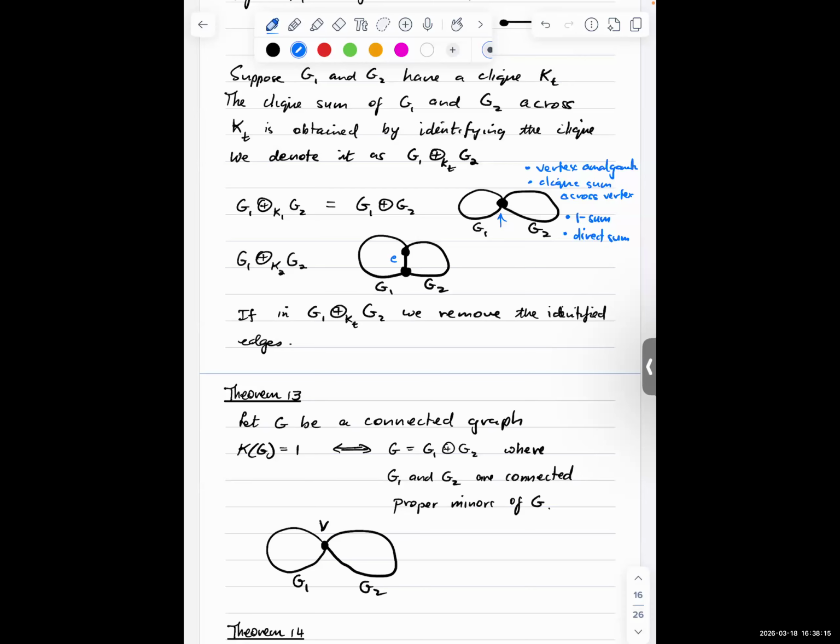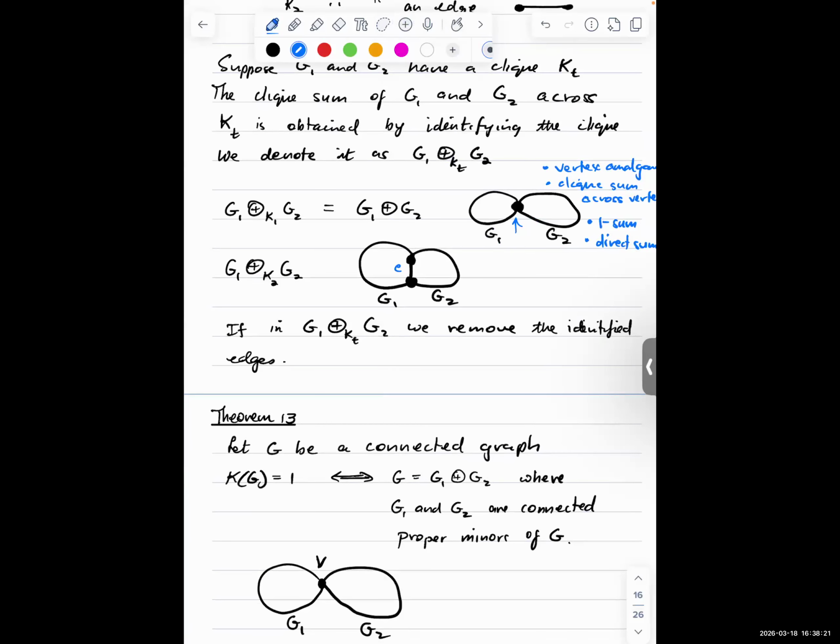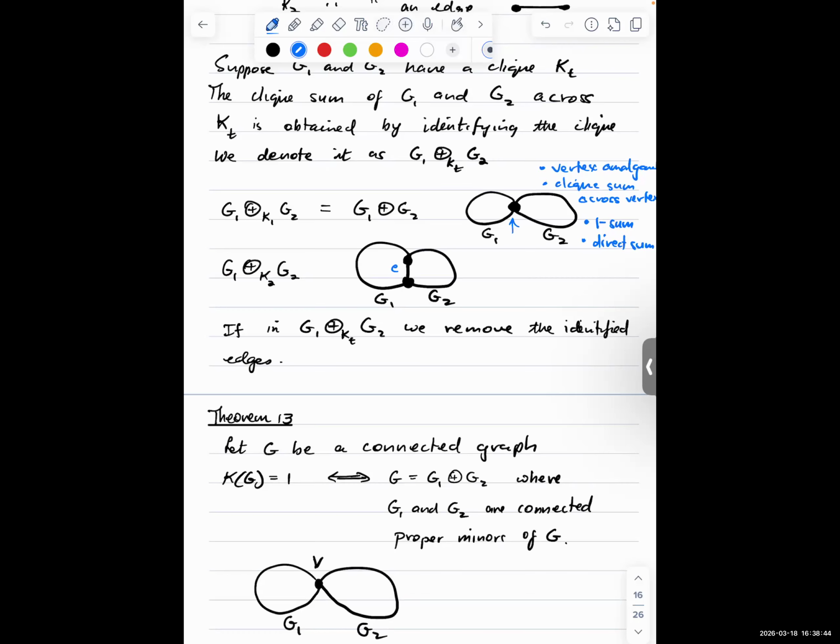It leads to Whitney's two isomorphism theorem. So in K2, you can actually attach it this way and this way, right? And it will give you non-isomorphic graphs. So when we say the clique sum, we're referring to one of... yes, we should say that's a good point. A clique sum, yeah. So this is edge amalgamation.